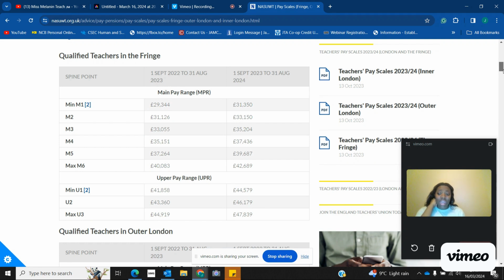The money, looking at it, yeah, it's wonderful money. But unlike MPR, where you can progress every year, meaning you start 2023 to 2024 on M2, then 2024 to 2025, you're on M3. On UPR, you stay on each pay scale, because it's only 3 pay scales or 3 ranges, for at least 2 years. So you'll be on 44 for 2 years, then 46 for another 2 years, and then 47 for another 2 years. And then that's your cap.